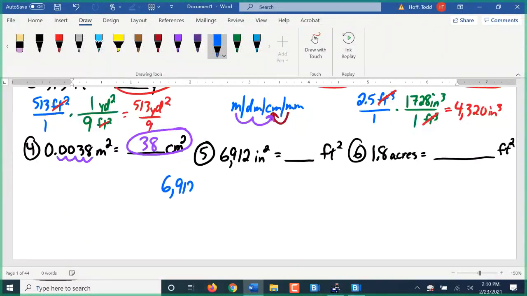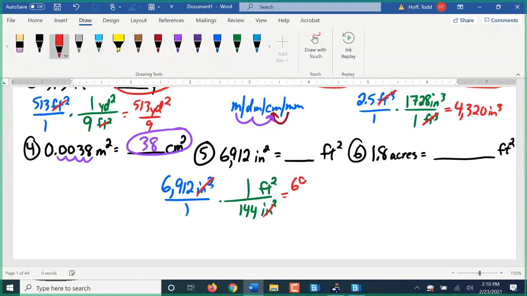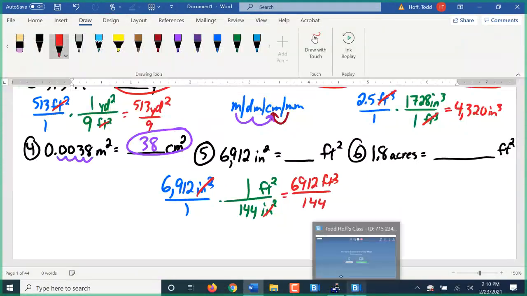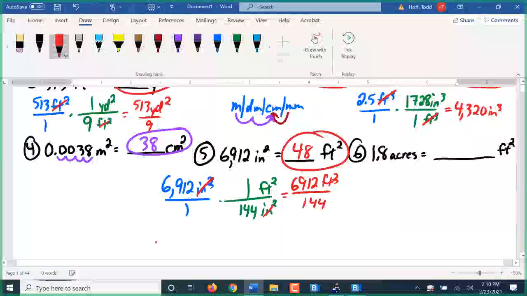6,912 square inches going into square feet. We're going to put square inches on bottom, square feet on top. Now square feet, the foot is the larger unit, so that's the 1, goes with that. 1 foot is 12 inches. 1 square foot is 12 squared, or 144 square inches. So the square inches cancel out. We have 6,912 over 144. We divide that, I believe that's 48. And it is, that's 48 square feet.